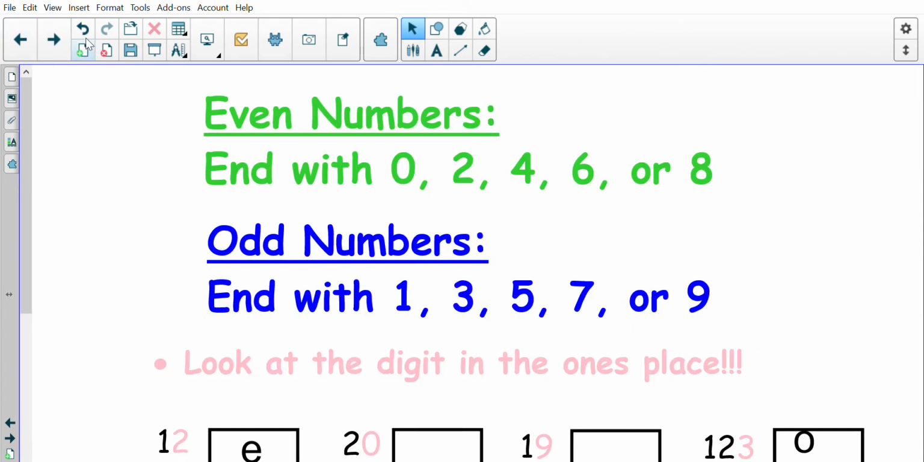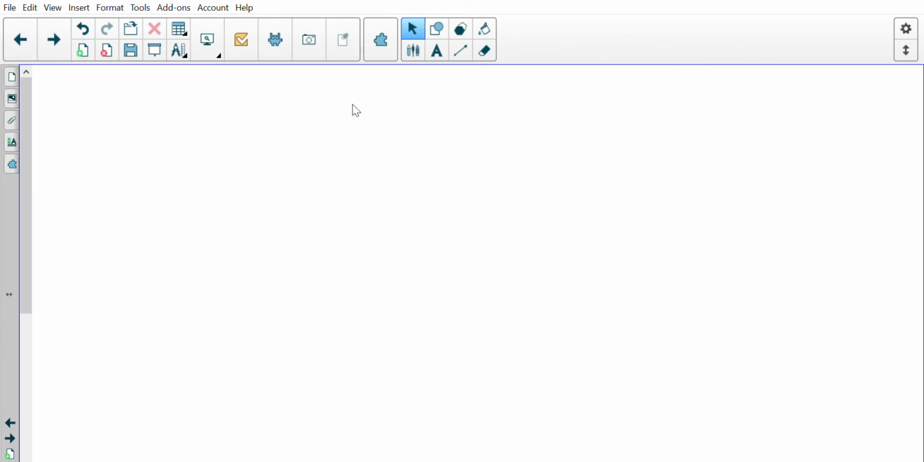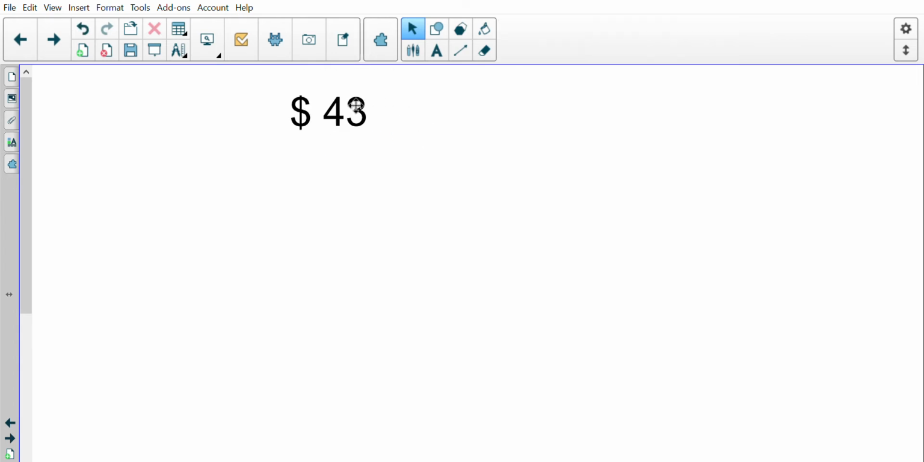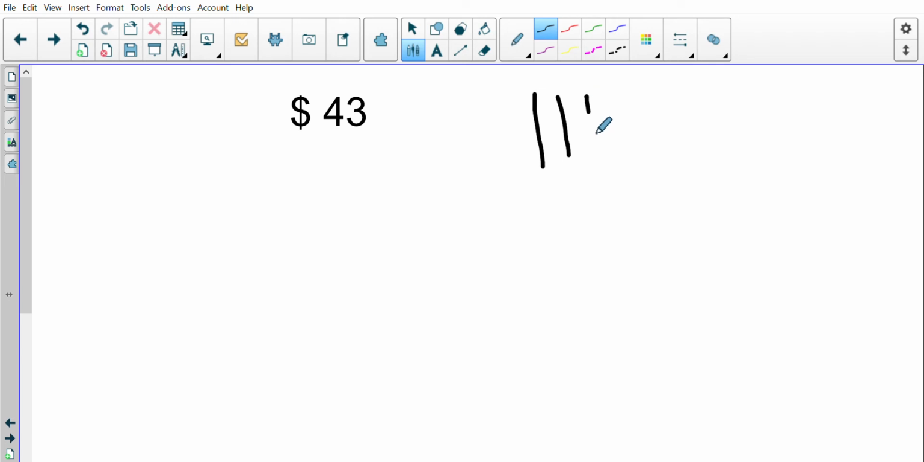Let's test it out. That's what I was trying to do whenever I cut the video off on accident. So we're going to pretend we have $43. Okay, let's think about $43 in terms of tens and ones. So if I'm looking, how many tens does 43 have? Well, it has 4 tens. So I'm going to draw 4 tens for you. So that's 10, 20, 30, 40. We'll think of those as $10 bills. How many ones does it have? It has 3. So we'll think of those in the ones place as $1 bills.